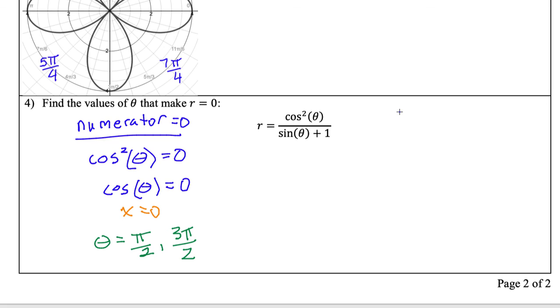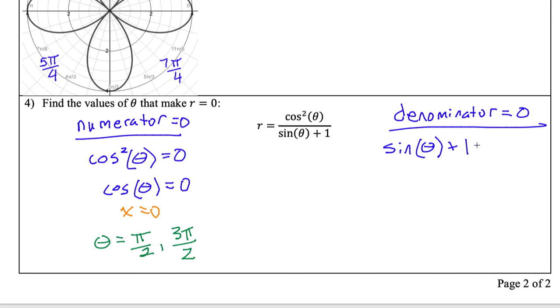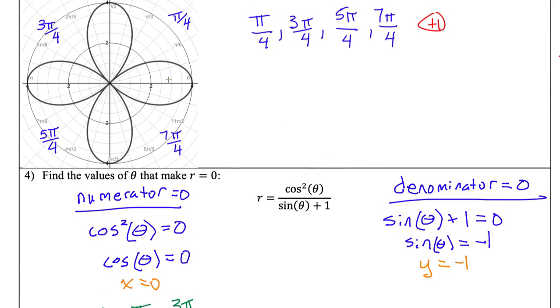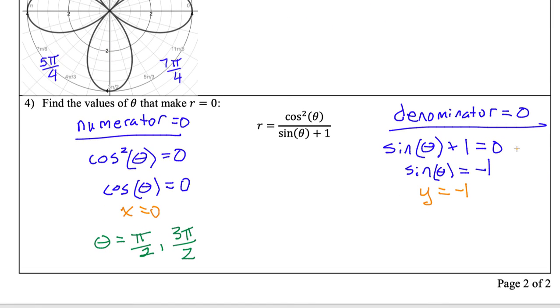The denominator, set that equal to 0, and we get sine of theta plus 1 is equal to 0. Subtract 1 on both sides. Sine of theta is equal to negative 1. Where do I have sine equal to negative 1? That's where my y-coordinate is negative 1. My y-coordinate is negative 1 only down here, and that's at 3 pi over 2. So that happens at theta is equal to 3 pi over 2. And again, the denominator set equal to 0. Those are our bad values.